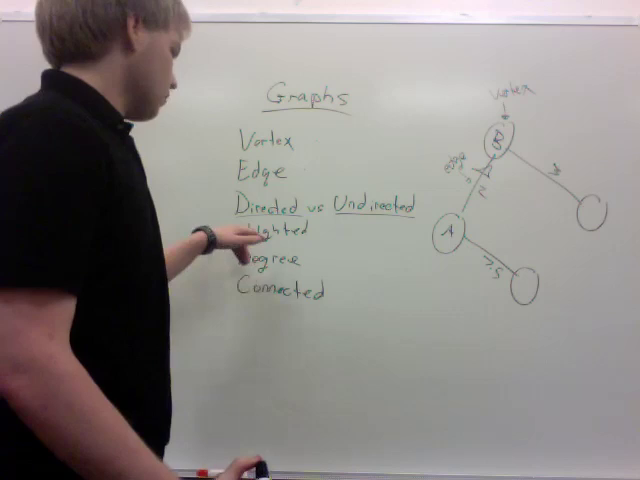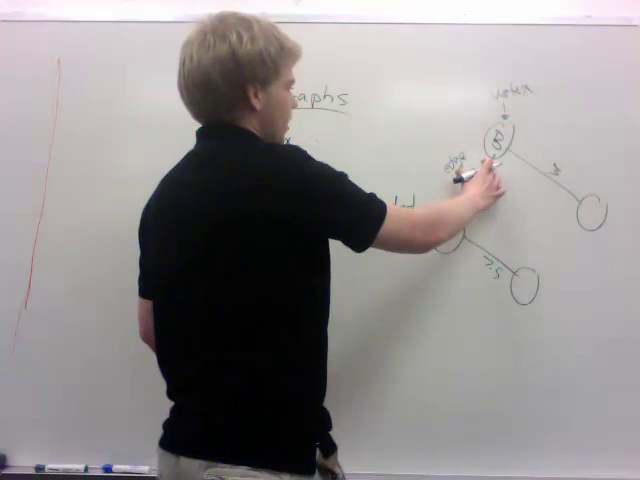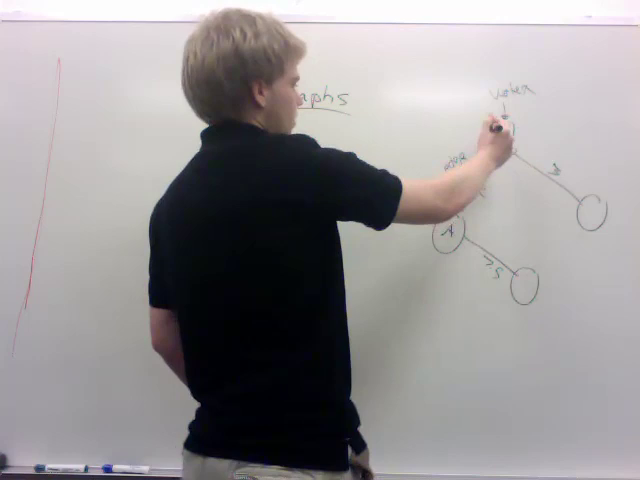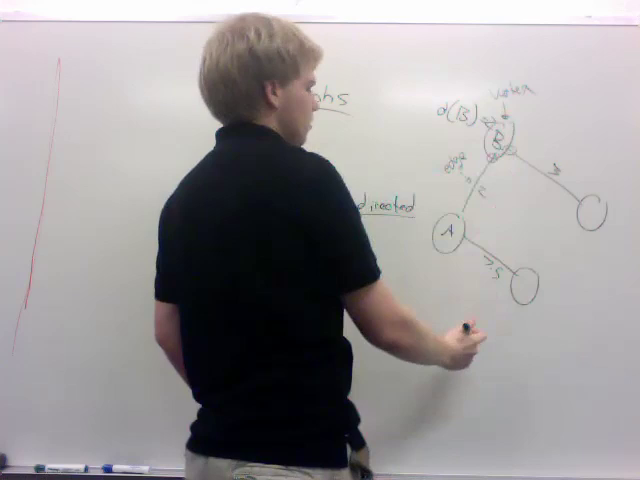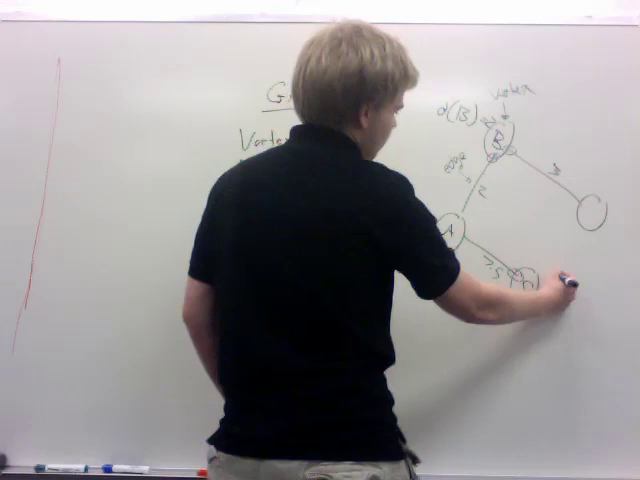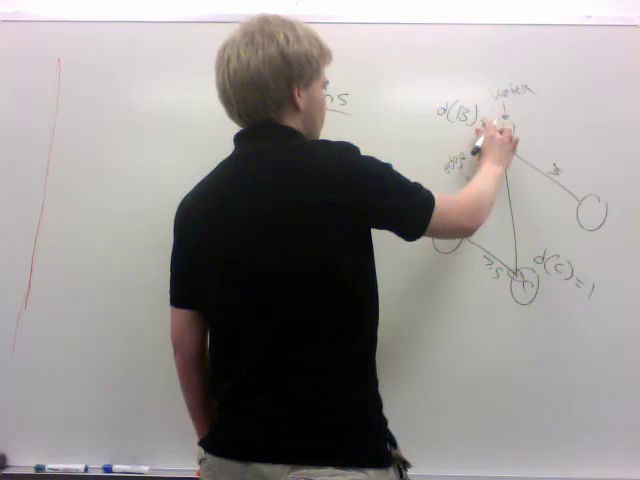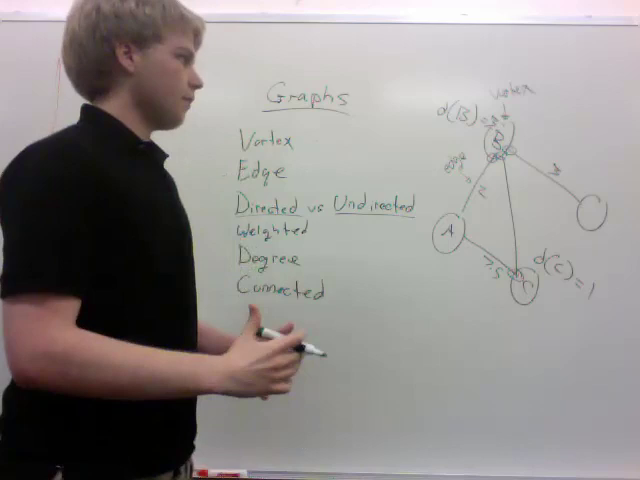And then the degree of a vertex is just the number of edges incident with that vertex. So here, there are two edges incident with this vertex that are connected to it. So the degree of B is equal to 2. Here, there's only one edge with this vertex C, so the degree of C is equal to 1. If we wanted to add more edges, now the degree of B is equal to 3, and so on. It's just the number of edges that are connected to a vertex.